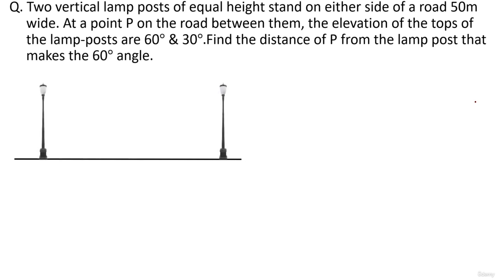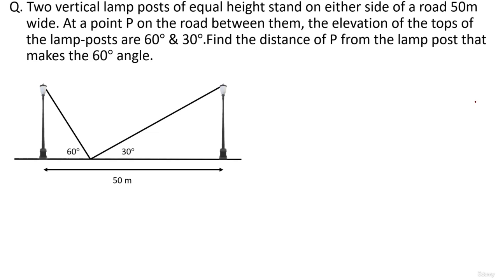I have two lampposts across a 50-meter wide road. There is a point P on the road, from which the angle of elevation of the first lamppost is 60 degrees, and the other lamppost has an angle of elevation of 30 degrees from that point. You have to find the distance of the lamppost with the 60-degree angle of elevation from this point P.